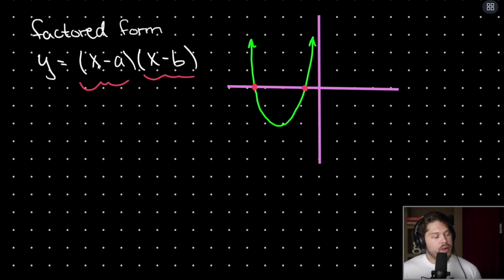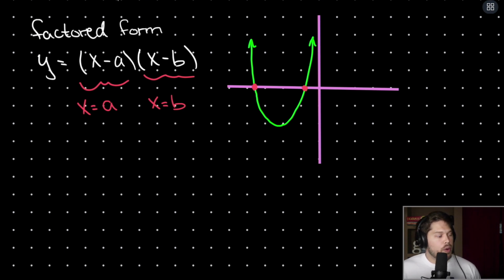Because for what value of x would the expression x minus a be 0? Well, that would just be when x is equal to a. And similarly, you would say, well, if x is equal to b, then x minus b is 0, and this full expression would be 0. So this is how you find your zeros.